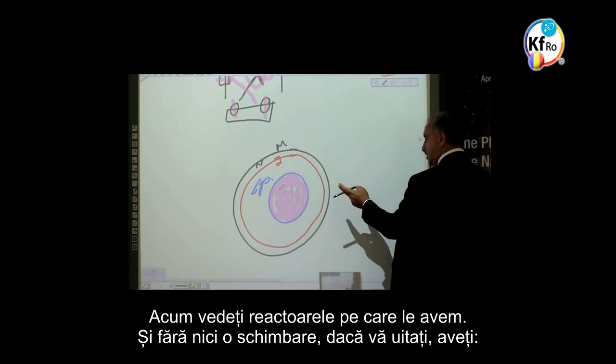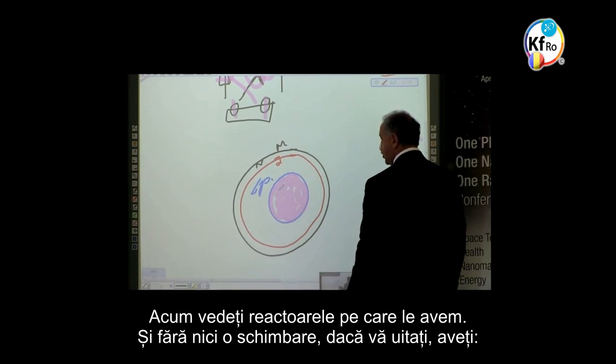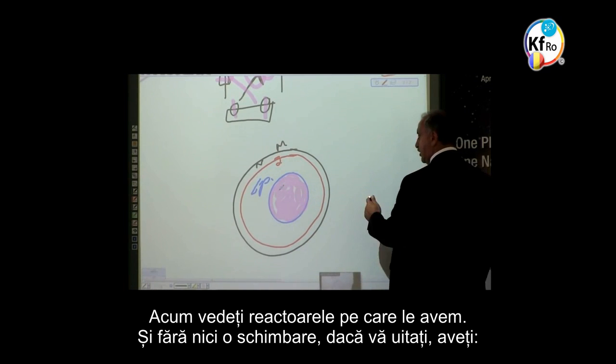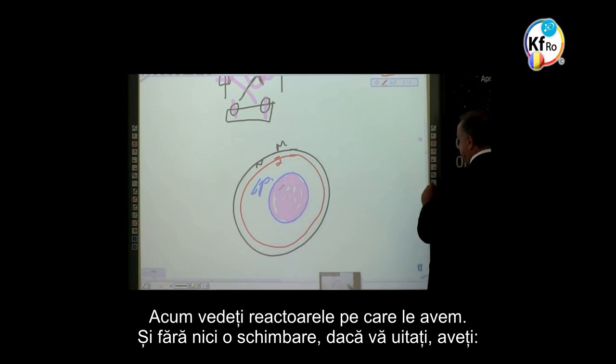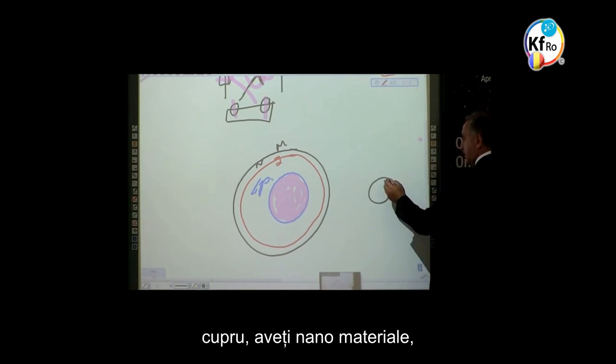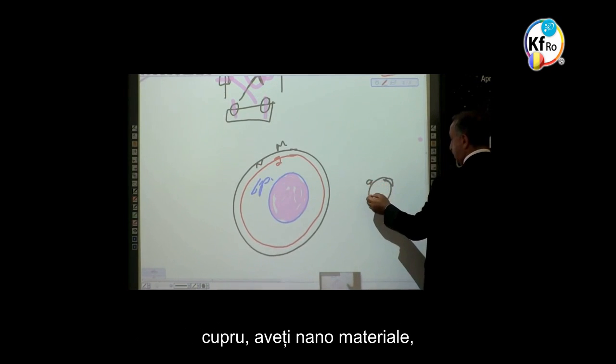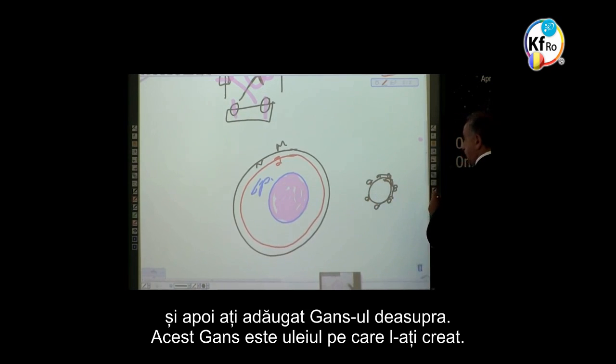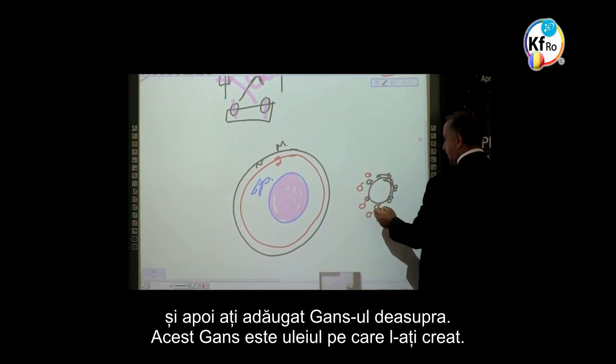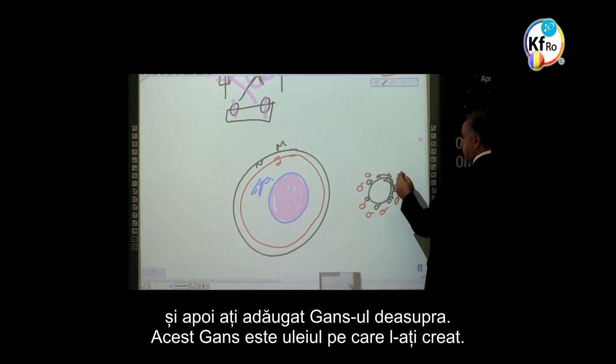And with no change, if you look, you have the copper, you have the nanomaterials, and then you added the GaNS on top of it. This GaNS is the oil you created.